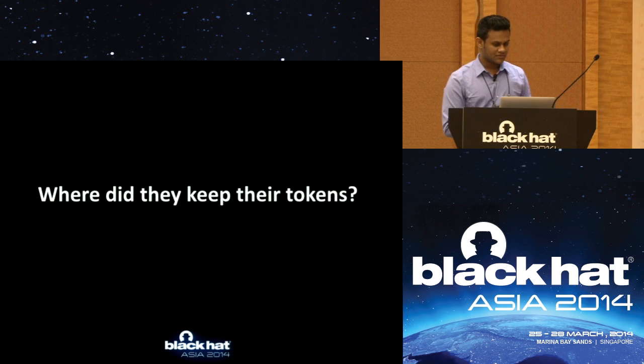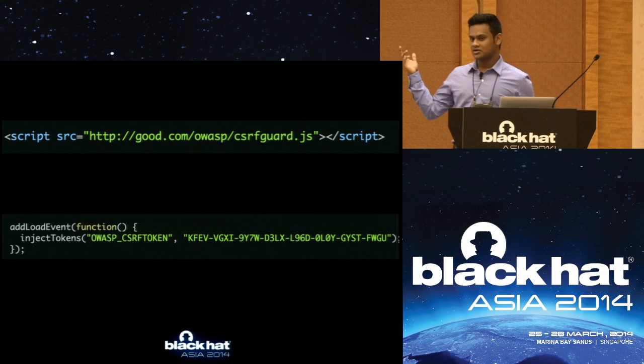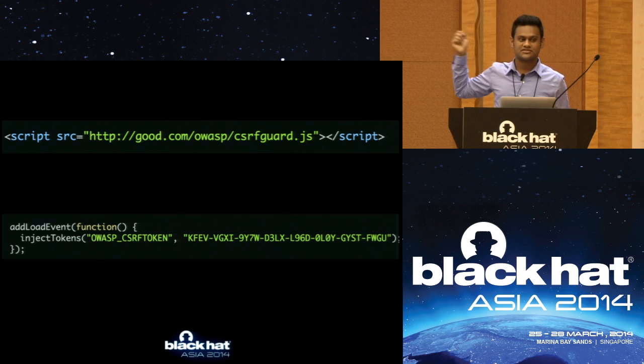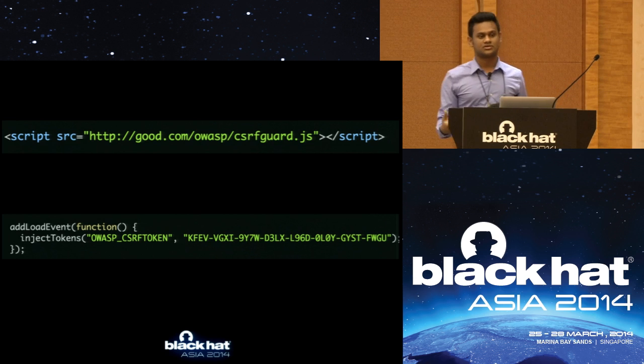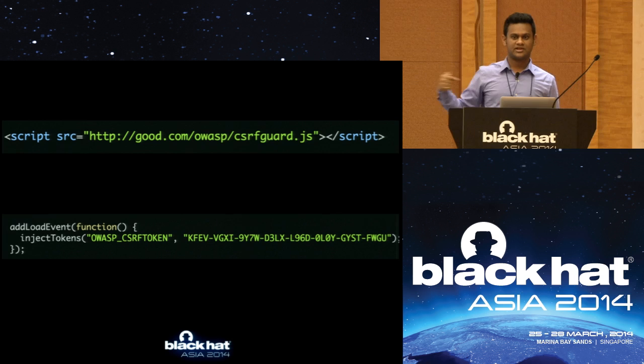So where did they keep their tokens? Just like what we just saw. This is how their implementation looked. If you're good.com and trying to use OWASP CSRF Guard, you will say good.com/OWASP CSRFGuard, and that script is going to load something like this, depending upon the current user. If you're logged in as a different session, this token is going to change. So you have dynamic content getting changed inside a JavaScript file.